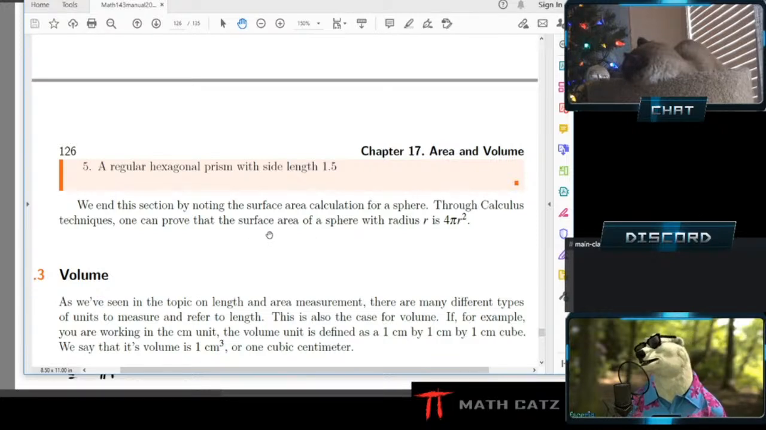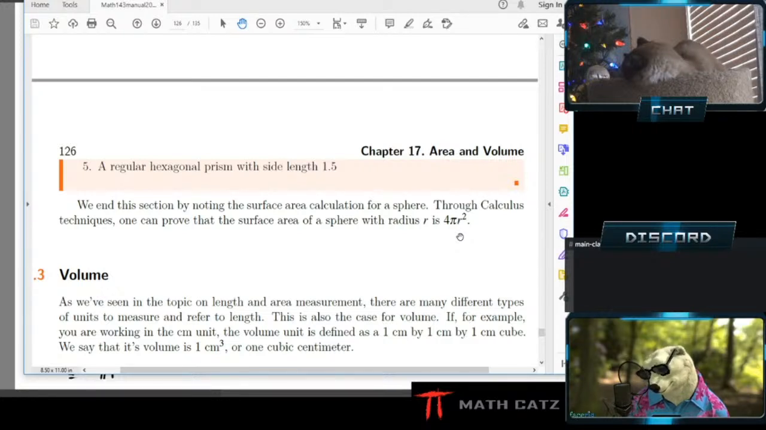You can derive the surface area of a sphere with radius r to be 4 pi r squared. You see, you still have the square in the radius because I'm talking about an area, but in this case, it's 4 pi r squared. Why? Well, deriving that's a little bit more complicated. We don't really have the tools.